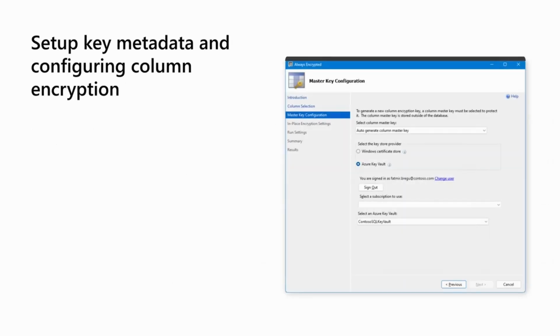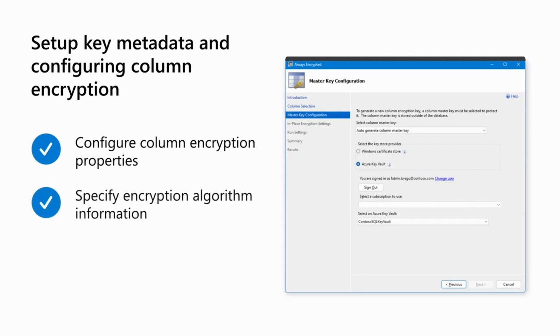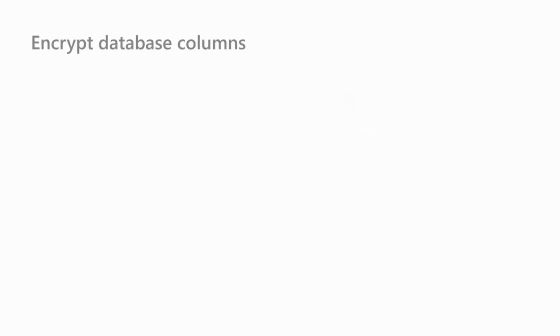Set up key metadata and configuring column encryption. After provisioning the keys, the next step involves configuring the encryption properties for the chosen database columns. You'll specify the information about the encryption algorithm and provision cryptographic keys used to protect the data in the columns. Encrypt database columns.